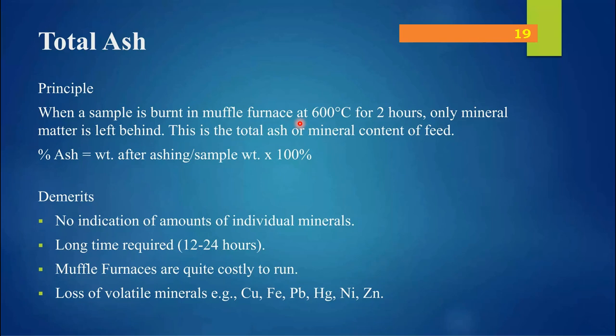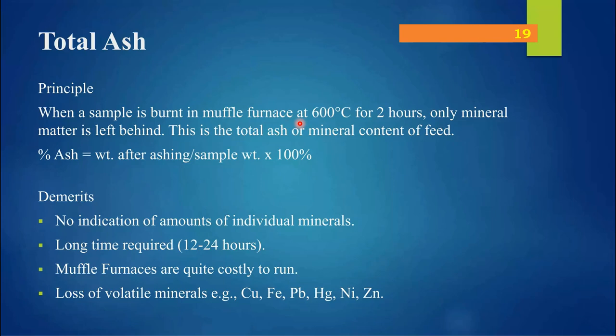Whereas the muffle furnaces can be heated to the extent of 800 degrees Celsius, and then it may destroy the regular content of the feed also, which is very much required for the cattle, like the carbohydrates, proteins, and fats. So the loss of volatile minerals is also another disadvantage.